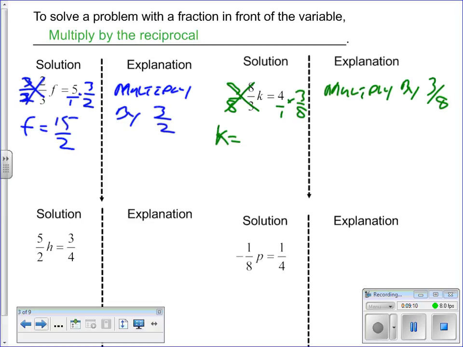So I look at this and I go, oh, I can cross cancel. I can reduce ahead of time. 4 goes into 4, 4 goes into 8. 4 goes into 8 twice, into 4 once. 1 times 3 is 3. 1 times 2 is 2. I get 3/2. Easy peasy. Okay.